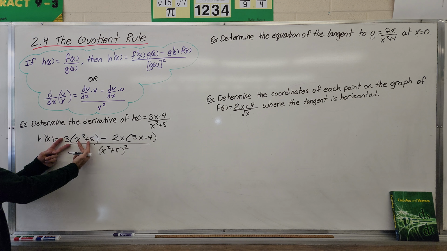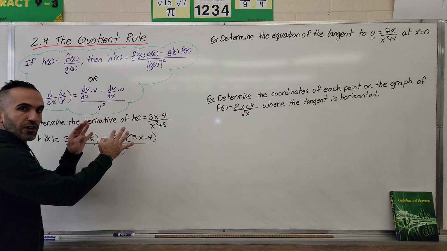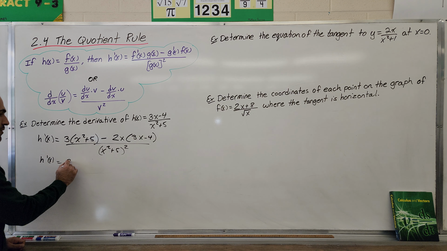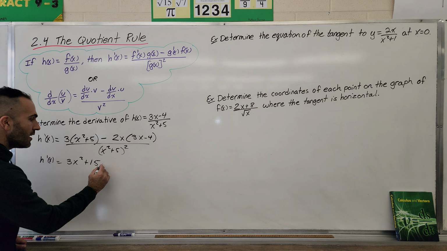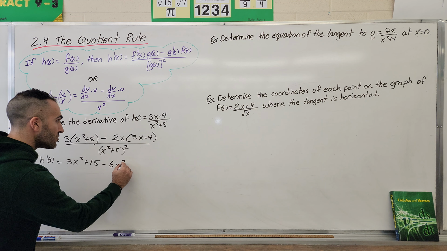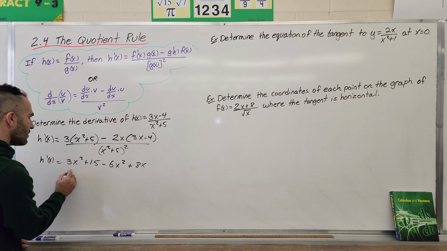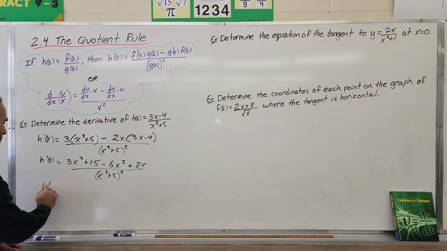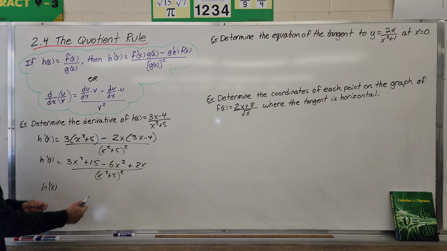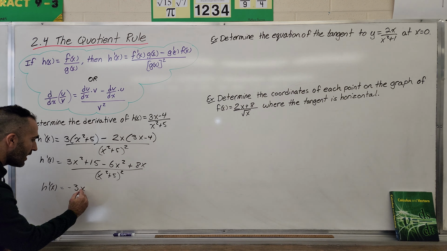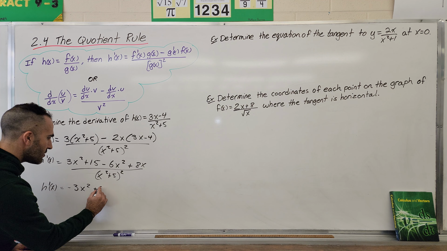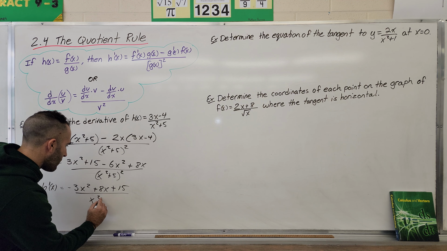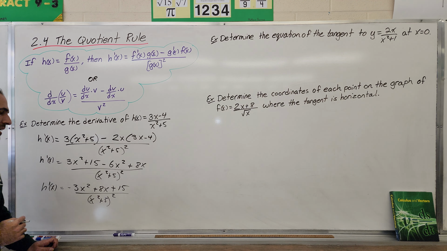Next, I got to clean up, so I'm going to distribute this inside here, collect my like terms at the top, and reorganize. So h prime at x is 3x squared plus 15 minus 6x squared plus 8x over x squared plus 5 squared. Cleanup time. 3x squared and negative 6x squared, that's negative 3x squared. 8x comes next, plus 15. And I have my derivative.